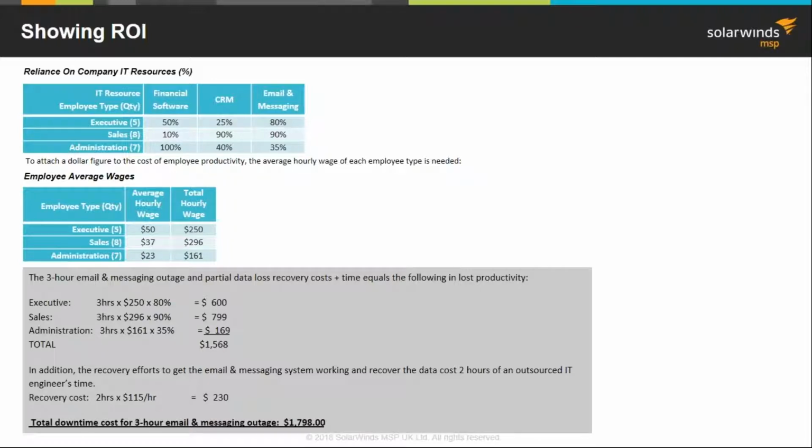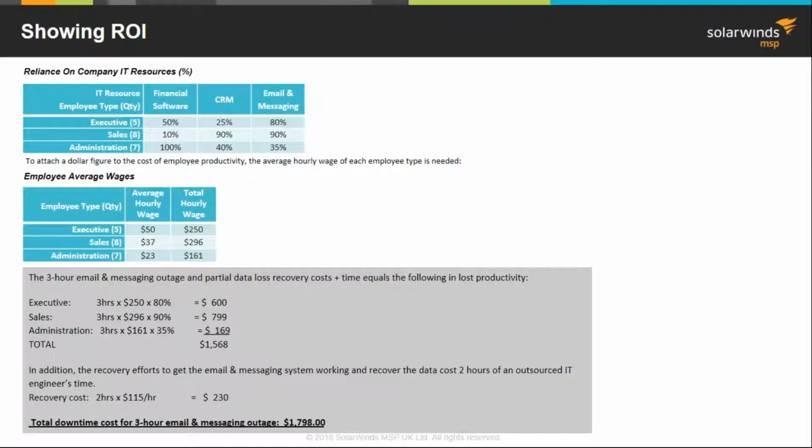the executive team with 5 people on it, a sales team with 8 people, and an administrative team with 7. That would be your finance and so forth. Now, there are 3 core applications that they rely on: a financial software, a CRM, and email and messaging.